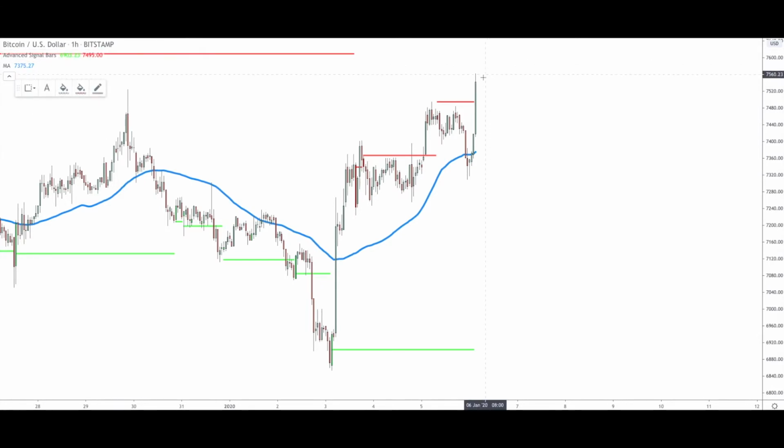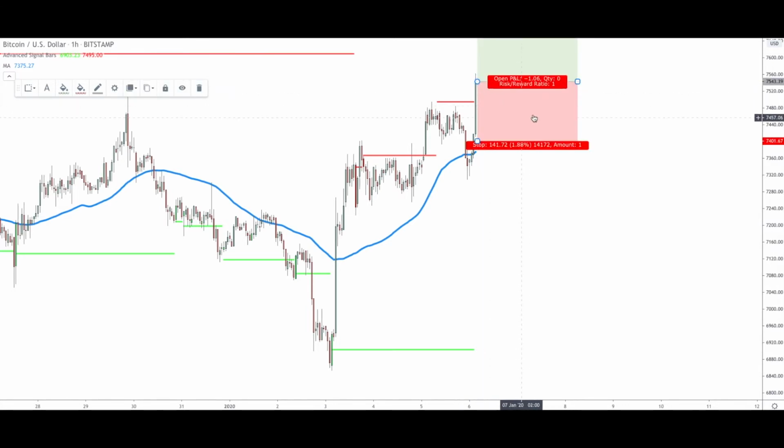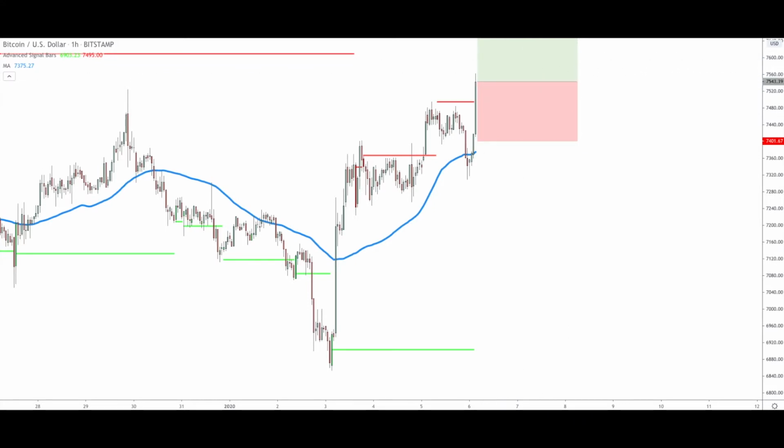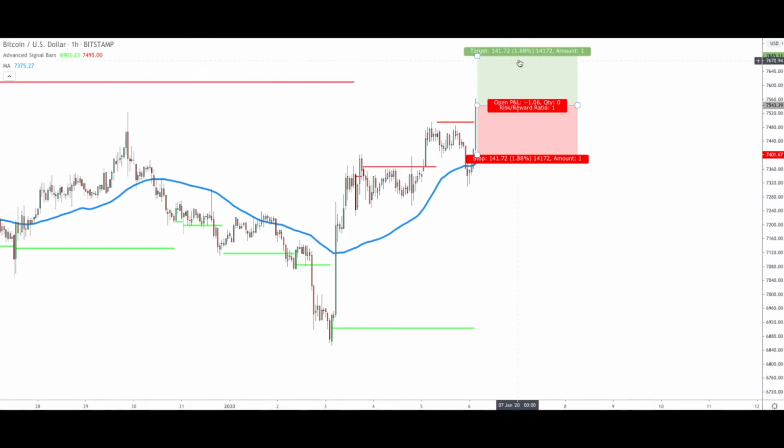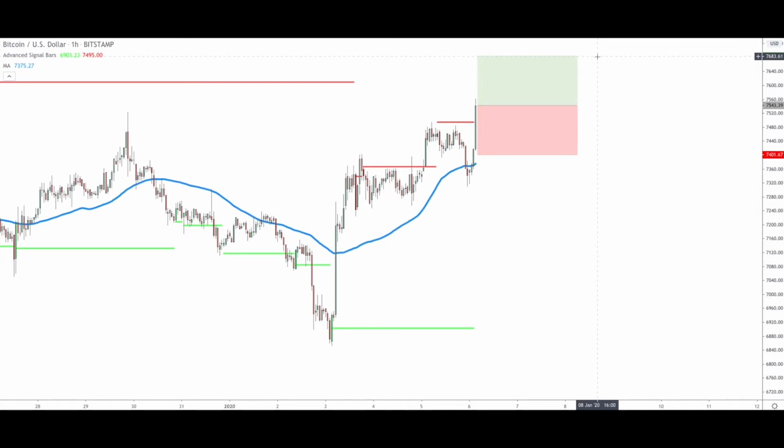So how do I do this? Well, I simply place an order with a risk reward of 1. So in this setup with the advanced signal bars, I just place an order with a risk reward of 1. And that's it. So I'm just waiting for the price to reach this target. If it goes to target like I'm expecting, I have a winning trade. If it goes to stop loss, I have a losing trade.